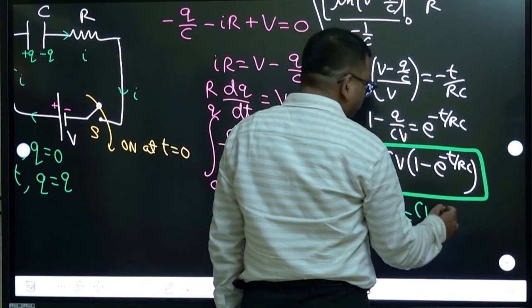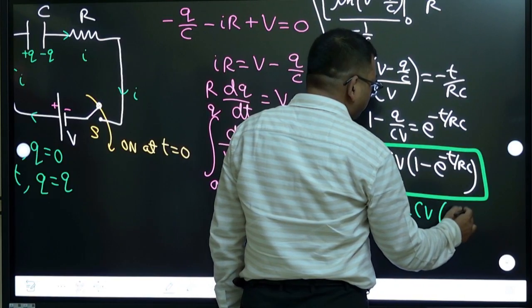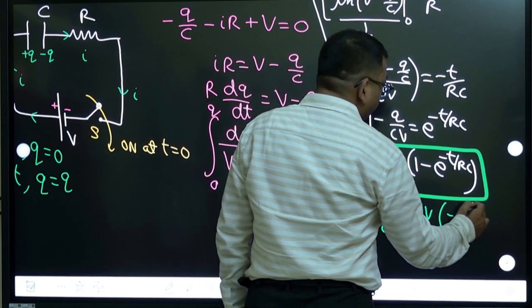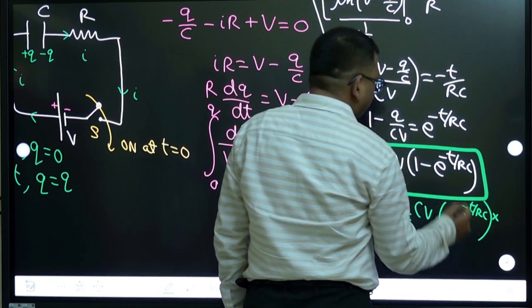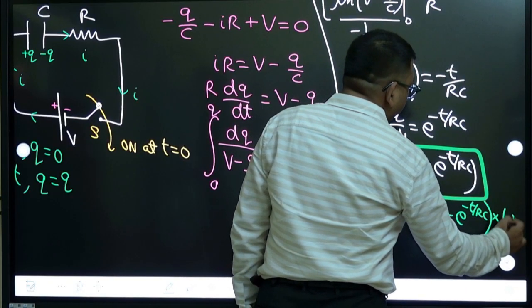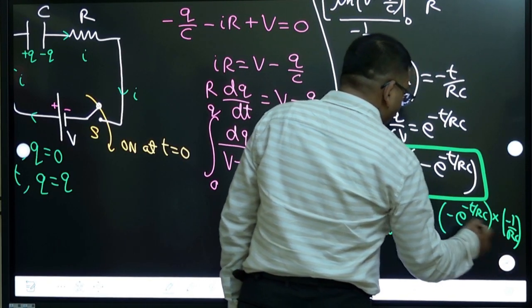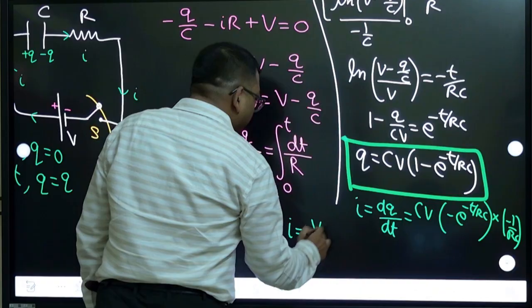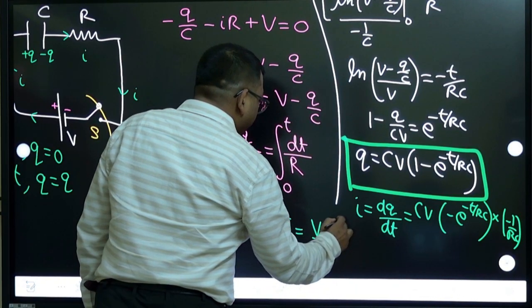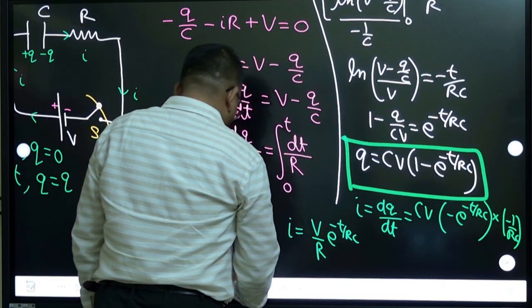The differentiation of 1 is 0, and here a minus will come. e to the power minus t by RC will come, and you also have to do the internal differentiation, that is minus 1 by RC. So minus minus becomes plus, the C gets cancelled, and the current becomes V by R e to the power minus t by RC. This is the current.